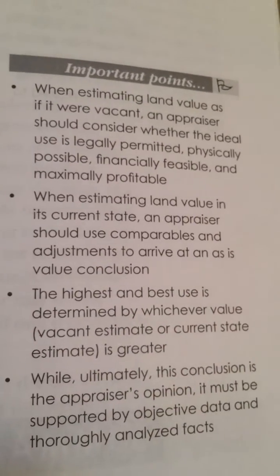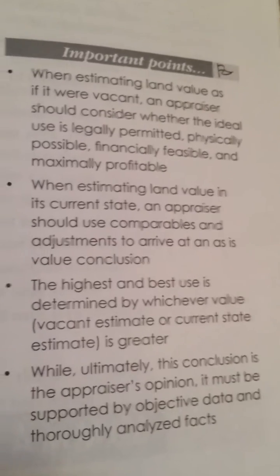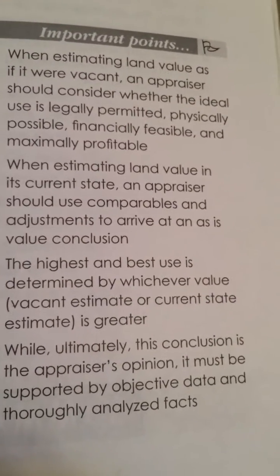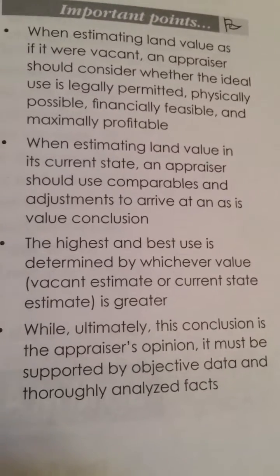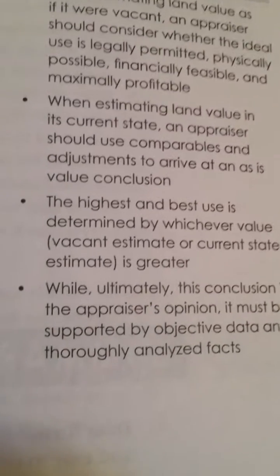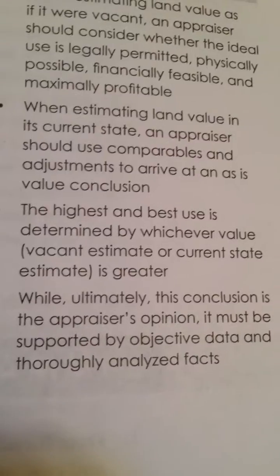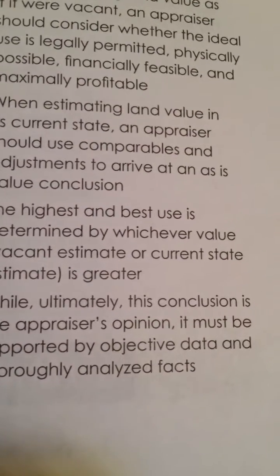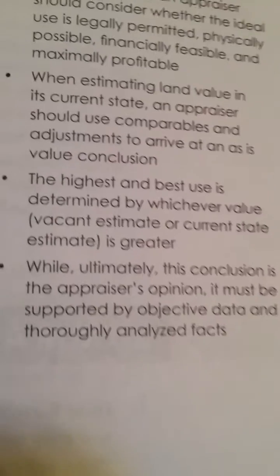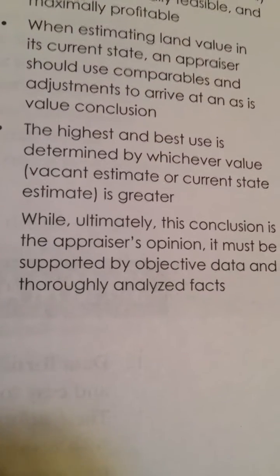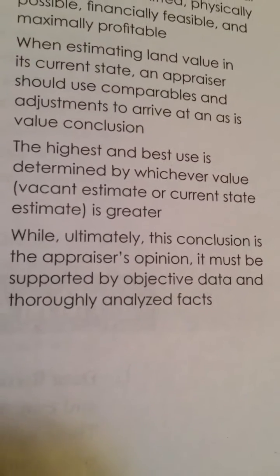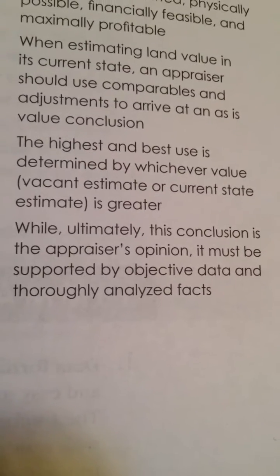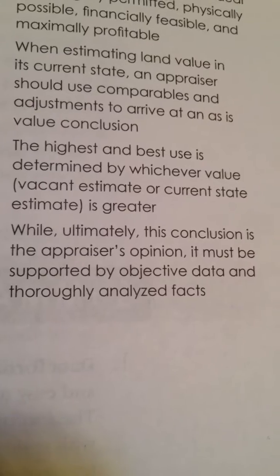When estimating land value in its current state, an appraiser should use comparables and adjustments to arrive at an as-is value conclusion. The highest and best use is determined by whichever value, vacant estimate or current state estimate, is greater. While ultimately this conclusion is the appraiser's opinion, it must be supported by objective data and thoroughly analyzed facts.